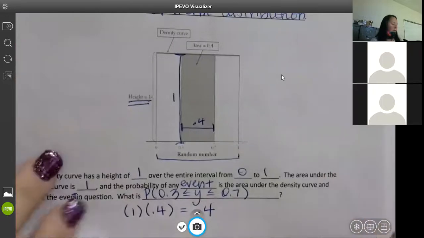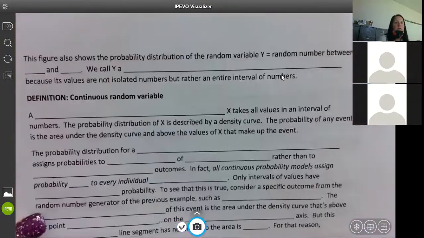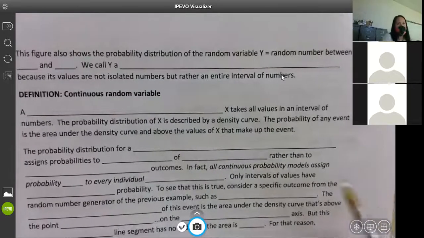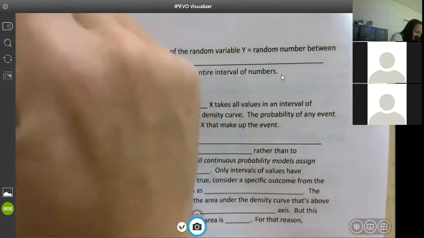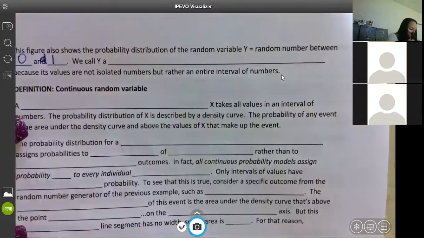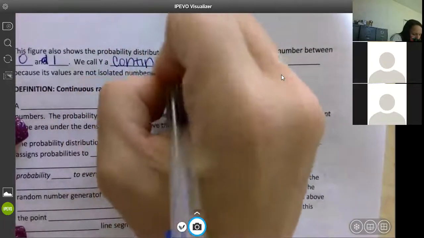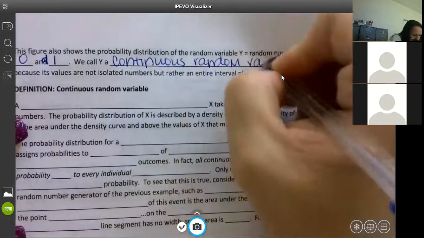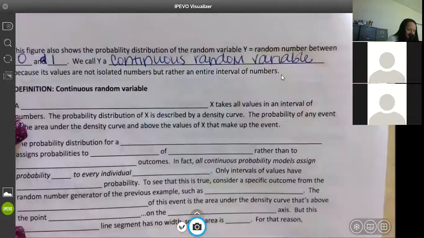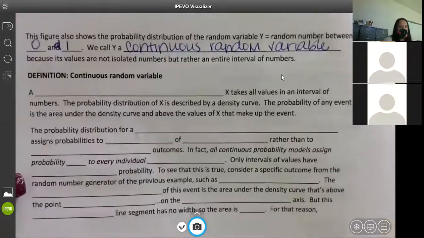All right, I'm gonna flip it. There. This figure also shows the probability distribution of the random variable Y equal to the random number between 0 and 1. We call Y a continuous random variable, because its values are not isolated numbers, but rather an entire interval of numbers.